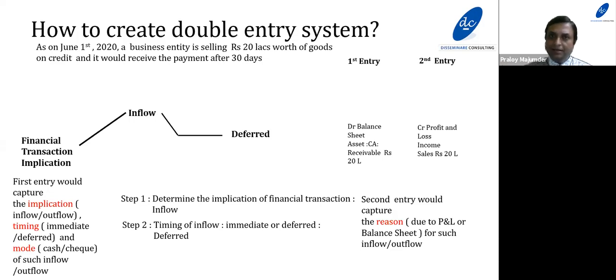Second entry remains the same or identical for these three different types, because the reason for the inflow is the same. So I think I have made it very simple to understand how to convert a financial transaction resulting in a permanent inflow into an accounting entry by adopting the double entry system.